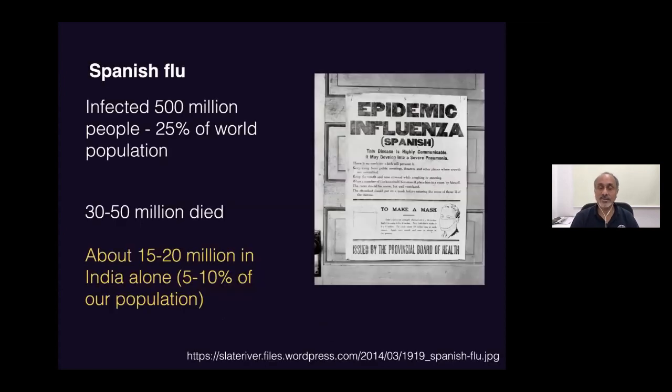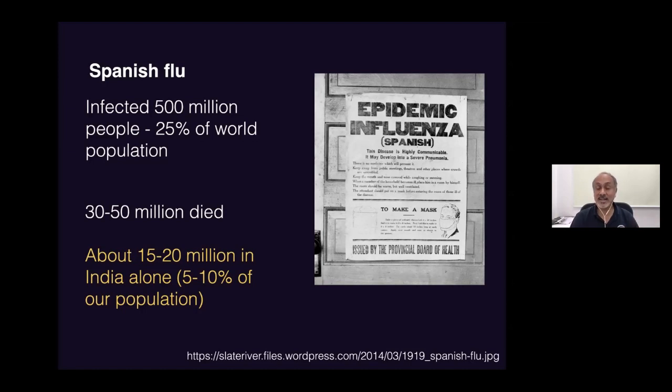This was important because it infected around 500 million people across the world, roughly about 25% of the world population. And numbers for those who died are not very easy to obtain, but you can say that roughly between 30 and 50 million people must have died of the Spanish flu. Records were not kept as well then as they are now, and even now they're not kept very well for deaths. In India alone, between 15 to 20 million people died, and this is about 5 to 10% of our population at that time. So roughly between 1 in 10 or 1 in 20 people died as a consequence of Spanish flu.